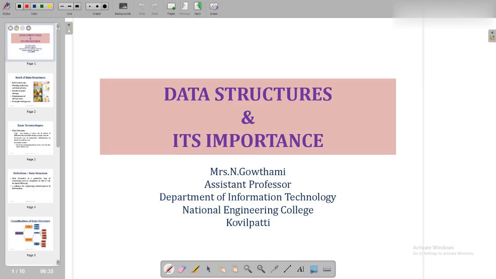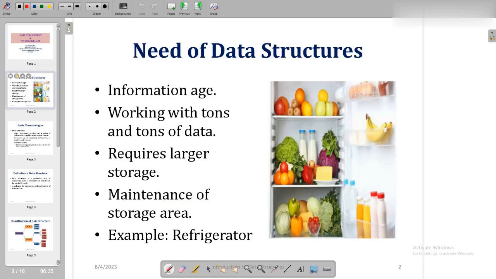Hi students, today I am going to teach what is data structure and what is the importance of data structure. We are living in an information age, which means everything around you is all about information. In the current information technology world, we are working with tons and tons of data and we have to produce tons and tons of information from those data.